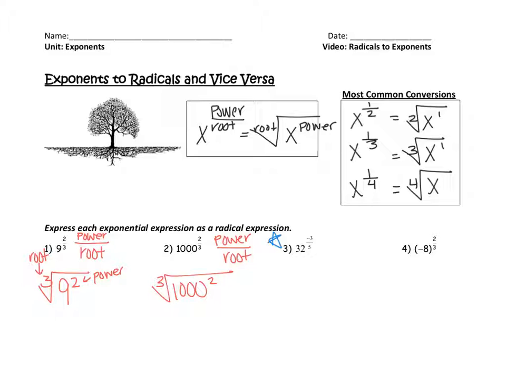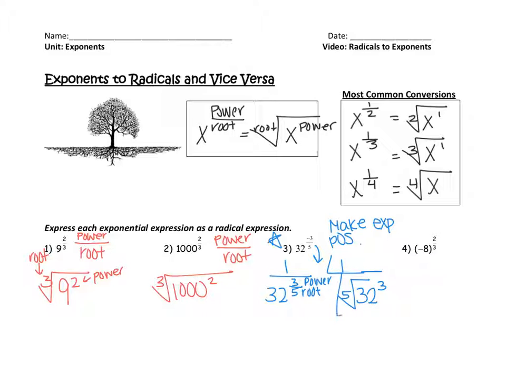Okay, now number 3 is a little bit tricky because it's a negative exponent. You always want to make the exponent positive first. So this would be 1 over 32 to the 3/5 power, right? Because we can bring it to the denominator to make it positive. And then we could use the root and power. So the 5 is the root and the 3 is the power. So the answer is 1 over the 5th root of 32 cubed. So here would be my final answer.